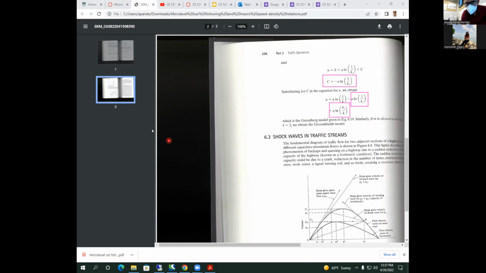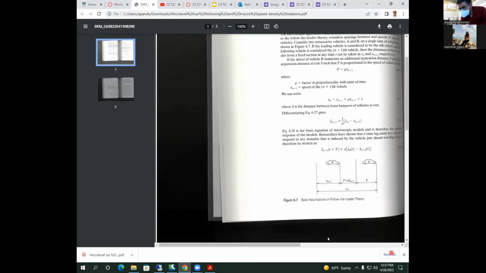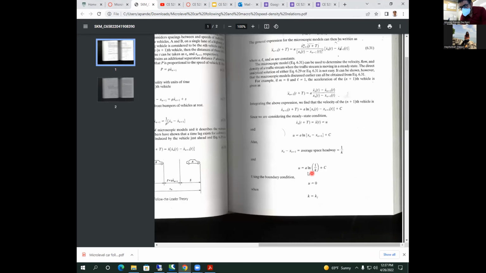And if you recall, when you solve for the Green-Shields model, this is what you're going to end up getting. Instead of getting u equal to a times ln 1 over k plus c, you will end up getting this equation. I'll write that down. U equal to minus a times k plus c. If you solve the homework problem, this is what you should end up with.